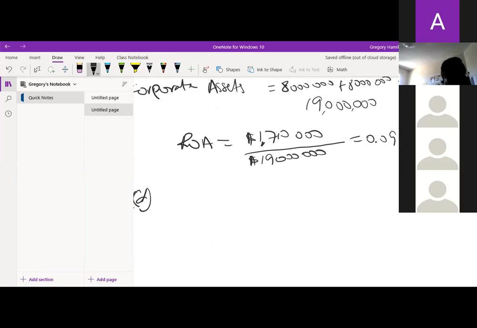And D says, if the $8 million invested in heavy machinery division is sold and redeployed in medical supplies subsidiary at the same rate of the return on asset achieved in the medical division, what will be the return on assets for the entire corporation? So based on that, we know that $8 million will be redeployed from the heavy machinery into the medical supplies. They said it will be at the same rate as what the return on asset is currently for the medical supplies.